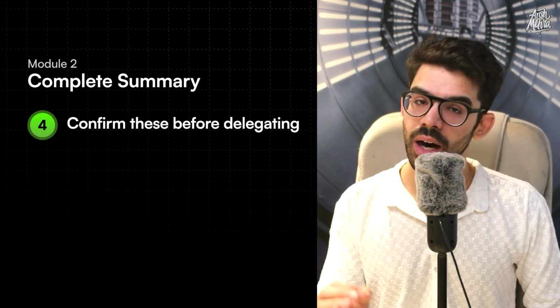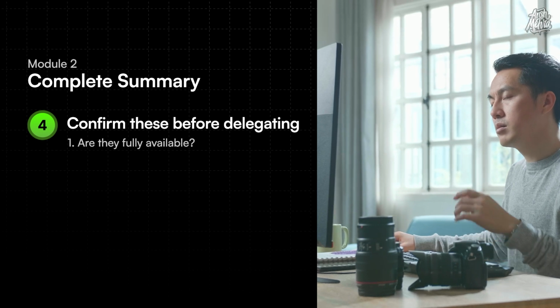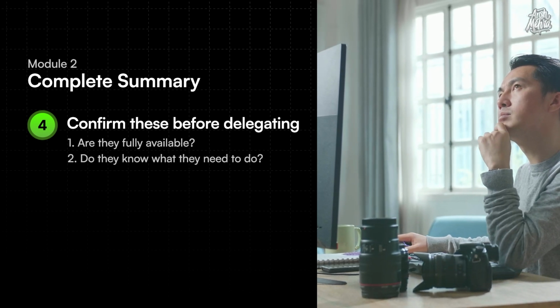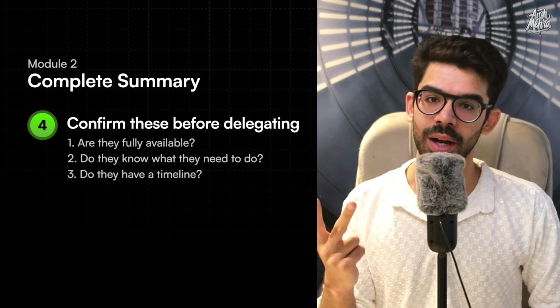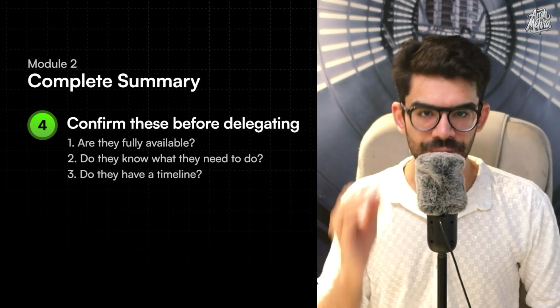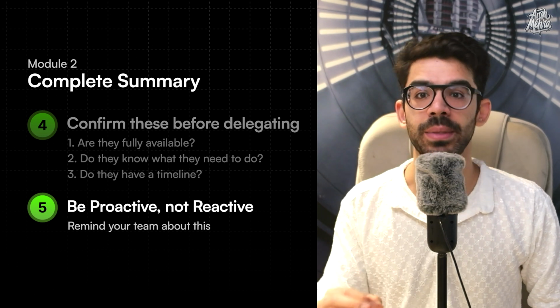Whenever you delegate, ask your team members 3 important questions. Are they fully available to do this task? Do they know every important checklist item they need to complete this task? And do they have a strict timeline under which they need to complete it? And finally, remind your team to be proactive instead of just being reactive.